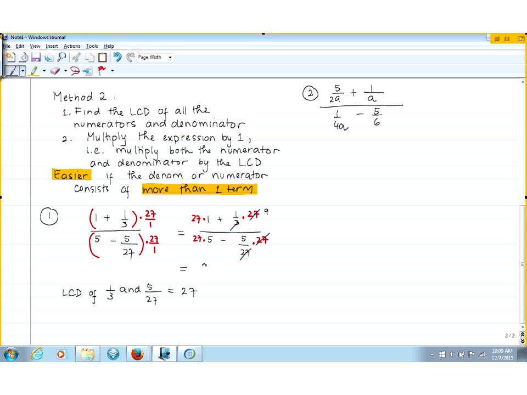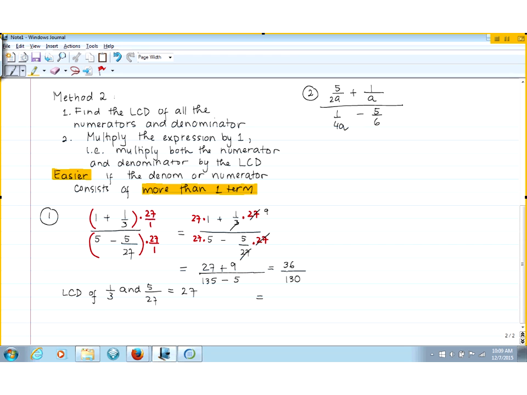All right. So what do I have on top? 27 times 1 is 27, plus 9. Now, what is the denominator? Over 1. Well, we don't write over 1. What about this? 27 times 5 is 135, minus 5. Okay. So this is 36 divided by 130.